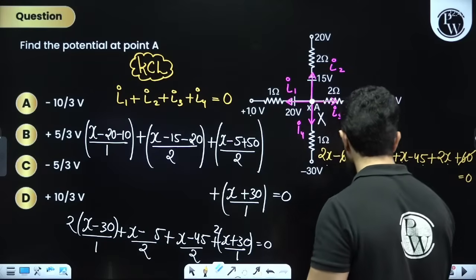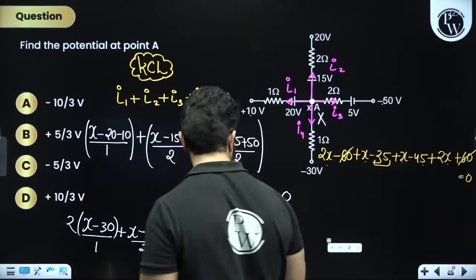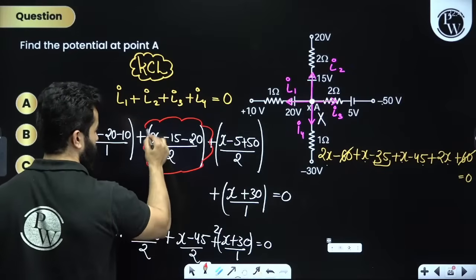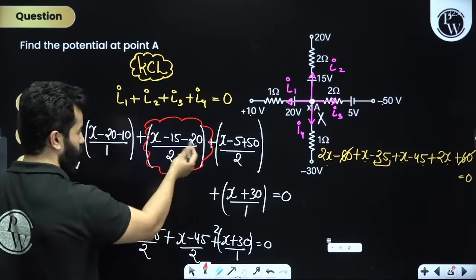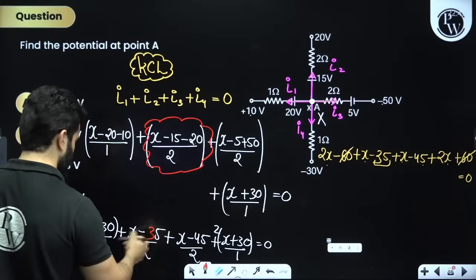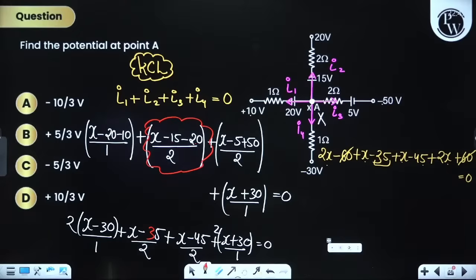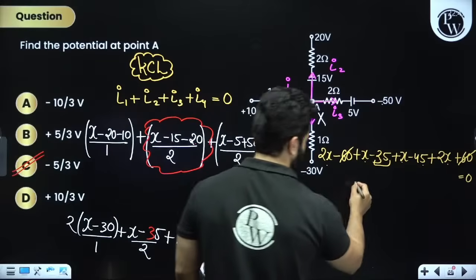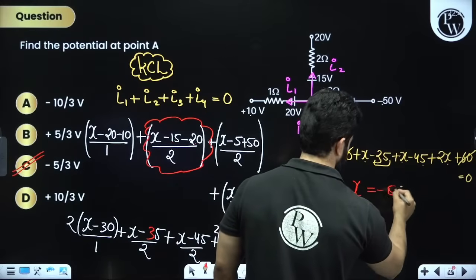This is coming out to be, my dear friends, this was the mistake. We found our mistake. By mistake, I had written it as minus 15 and minus 20. So this will become minus 35. No other mistake than this. Answer is minus 5 by 3. X is minus 5 by 3, not 10 by 3.